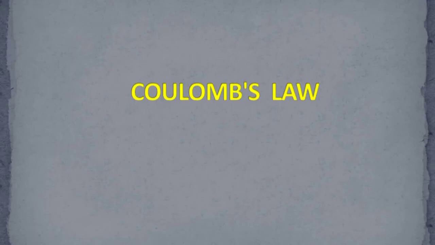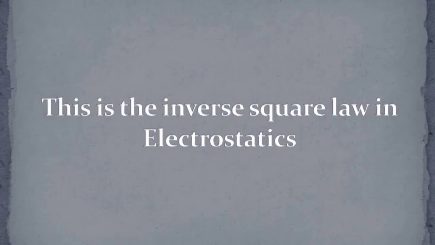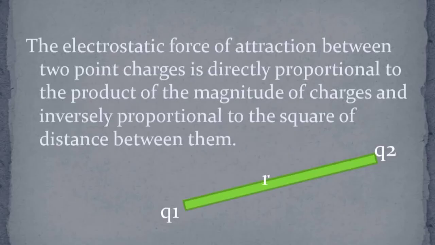Today we are discussing Coulomb's law in electrostatics. The law was proposed by Charles Augustin Coulomb. This is the inverse square law in electrostatics. Let two point charges Q1 and Q2 be separated by a distance r.